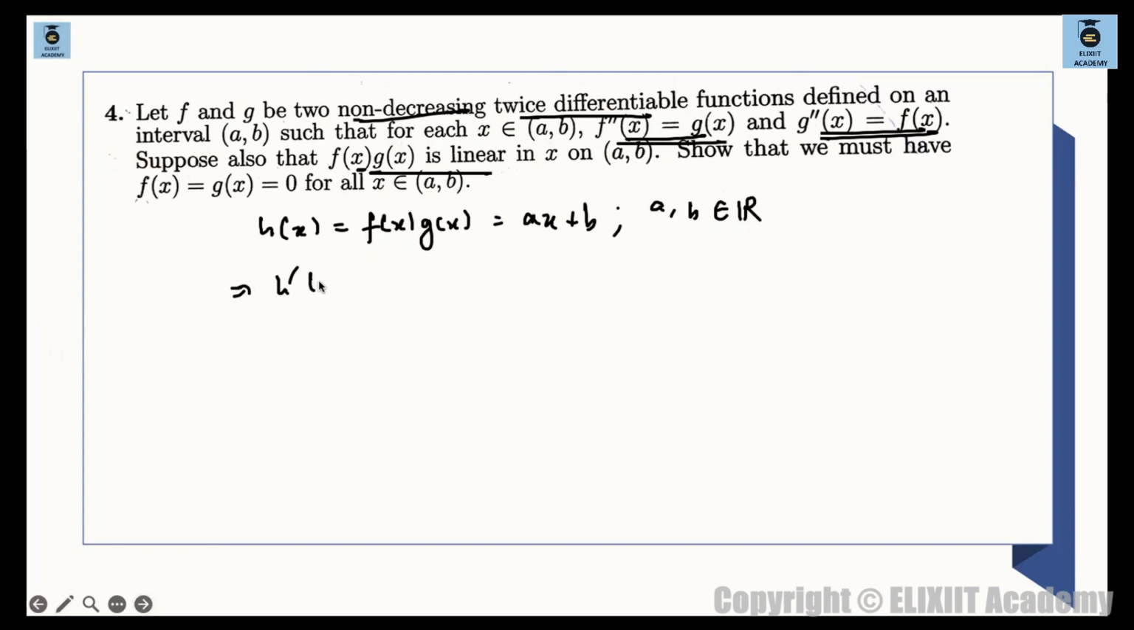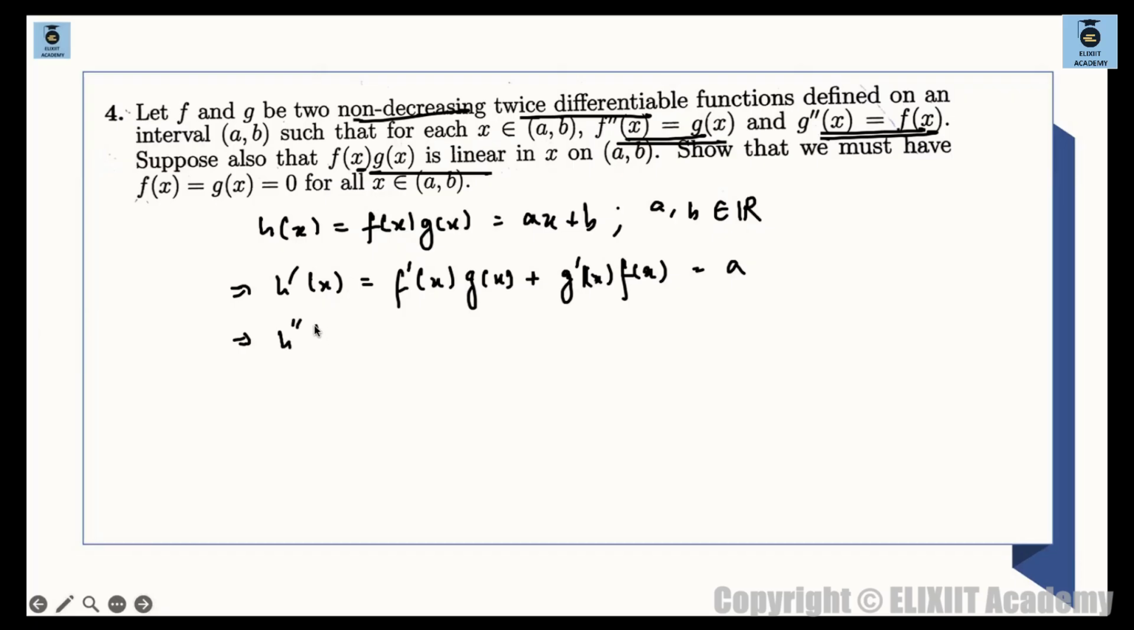ठीक है. So let's differentiate this. So h dash of x, by the product rule, we have f dash of x into gx plus g dash of x into fx. है ना? And right hand side we will be having a. एक और बार कर लेते differentiation.